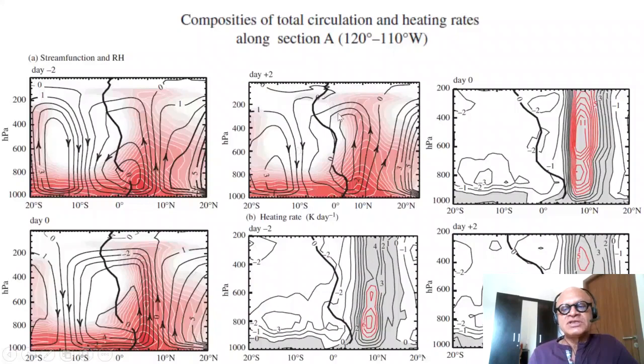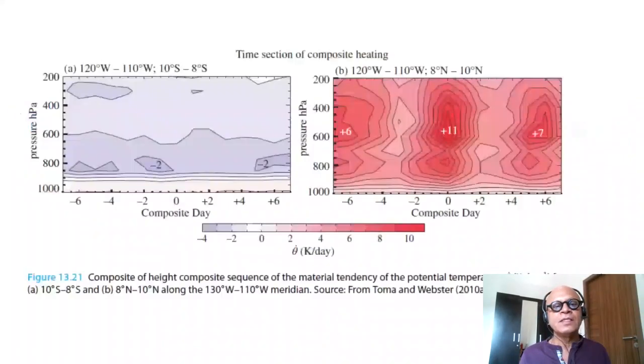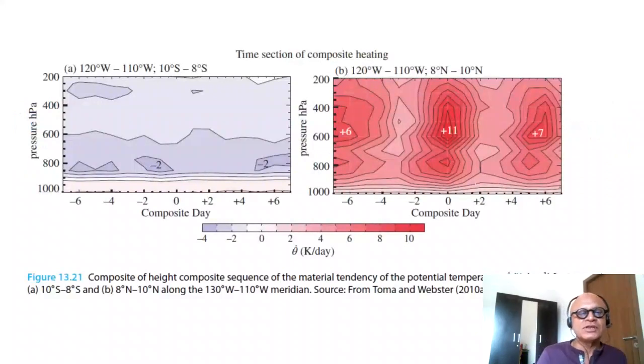Okay, so day +2, things begin to break down, and if you look at heating rate, day -2, there is a very strong heating rate setup. Day 0, obviously it's corresponding to this, which is very strong as well, and then it begins to break down by day +2. Okay, basically confirming what we have already talked about, and this is another way to look at the evolution in terms of height versus time. Again, 0 day being the OLR based convection time period.